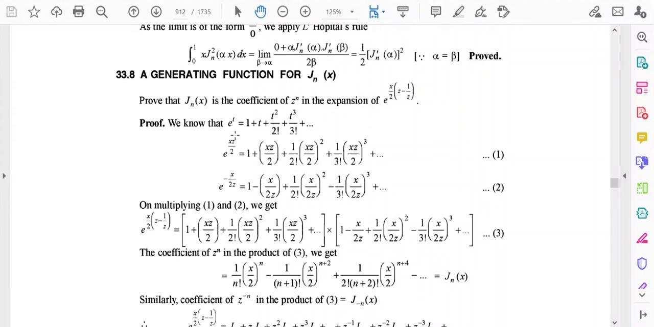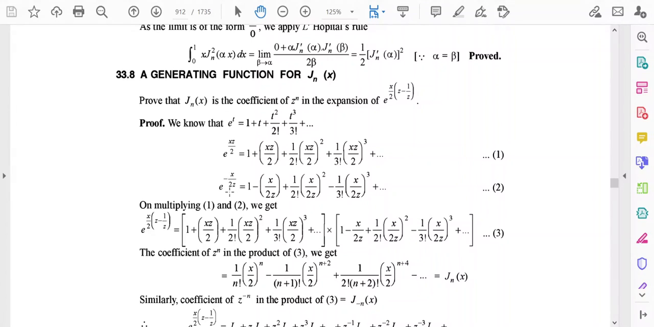Now, we know the expansion for the exponential function e to the power t. For e to the power t, it is 1 plus t plus t square by 2 factorial plus t cube by 3 factorial, and so on. So, e to the power xz by 2 will be equal to, we will write xz by 2 in place of t. So, we will obtain equation number 1.